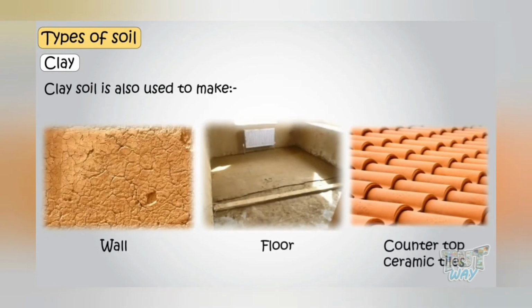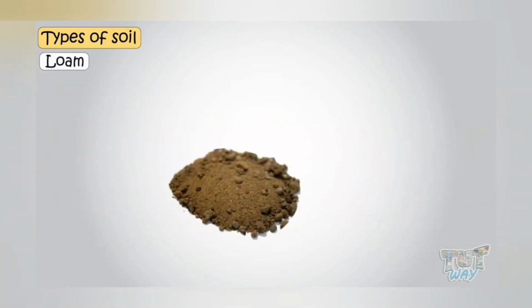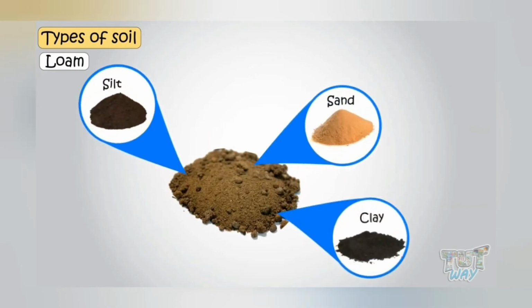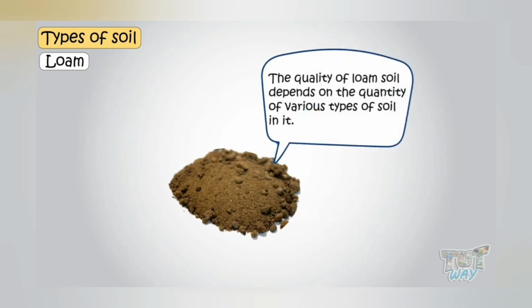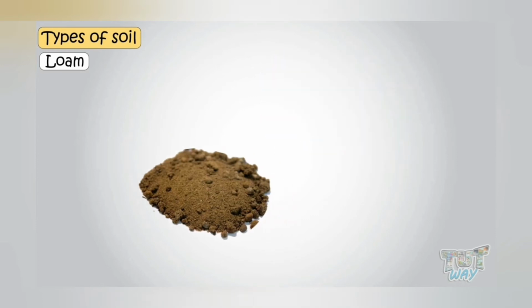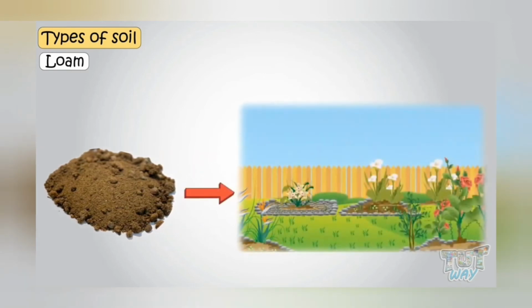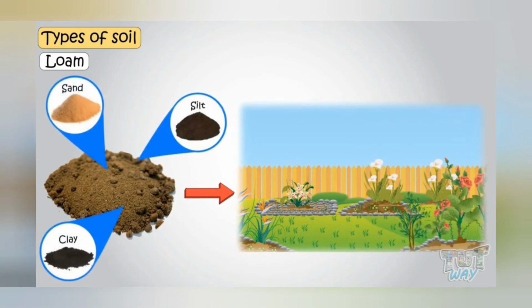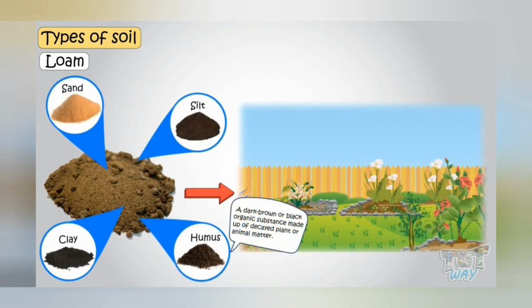Now, here we have another type of soil, which is loam. Loam is a mixture of sand, silt, and clay. The quality of loam soil depends on the quantity of various types of soil in it. This is why loam soil is always the first choice of a gardener, as it's best for plant growth since it is a mixture of all types of soil and it has humus too.